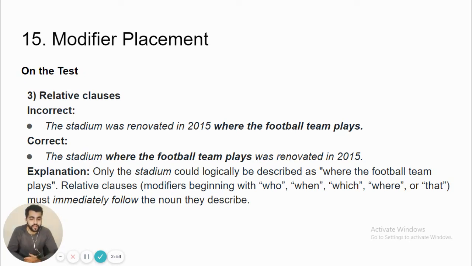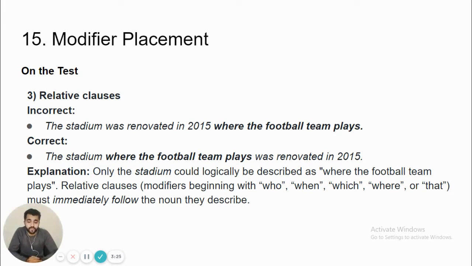Now, the phrase where the football team plays describes the stadium, because when I say the stadium was renovated in 2015, I do not know which stadium you are talking about. But if I read it as the stadium where the football team plays, I know, okay, now they are talking about a particular stadium. So this phrase, where the football team plays, is a modifier which is describing the noun the stadium. So it should appear right next to it.